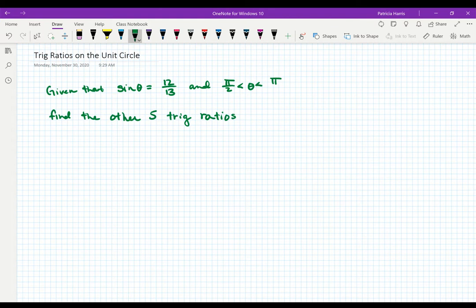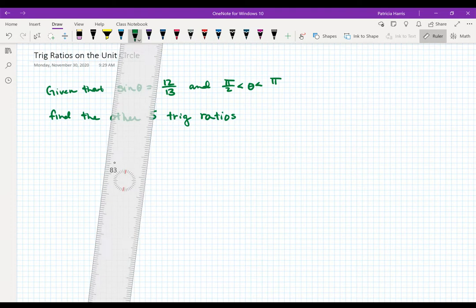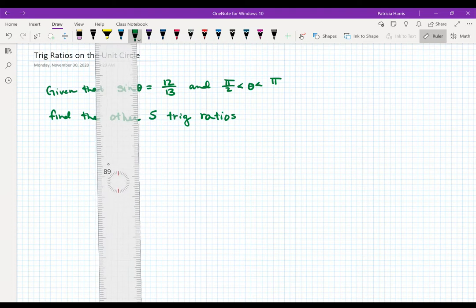Okay, so there's 2 ways to do this. You can do it by identity, which we will do second, or you can do it by picture. Okay, I prefer picture, so I'm going to need a ruler. Okay, I'm just going to talk you through this.